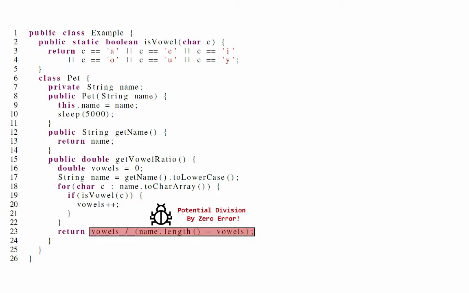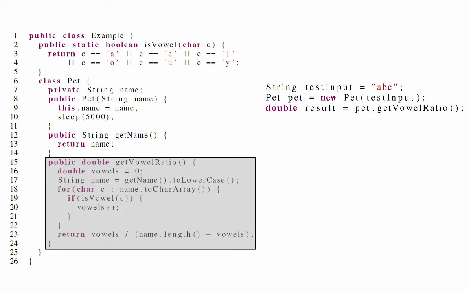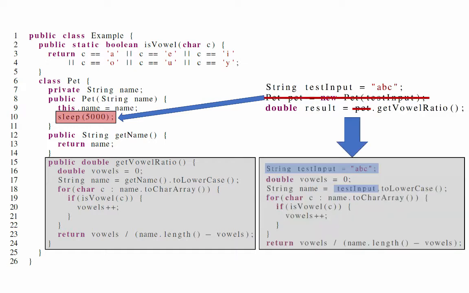In this code, there is a division operation on line 23 with a potential division by zero error if all the letters of a pet's name are vowels. This is a problem that dynamic analysis fuzzing tools could find automatically, but the getValRatio method is not an isolated method in this program. Traditionally, this method could be tested by first constructing a pet object with the pet's name to be tested. However, in this example, the constructor has a costly sleep operation that will make testing each input expensive. Ideally, we could extract the relevant code from the getValRatio method while still maintaining control of its inputs.